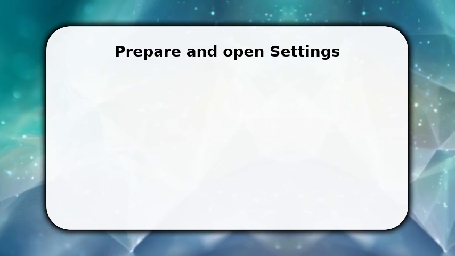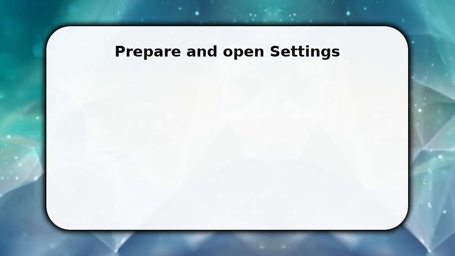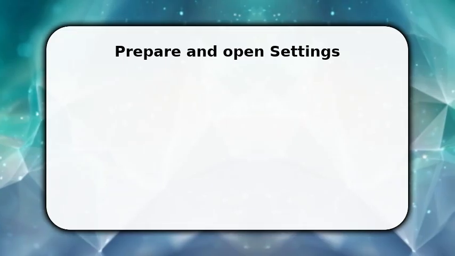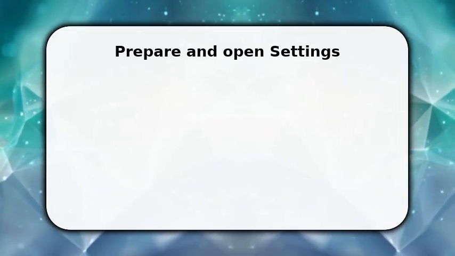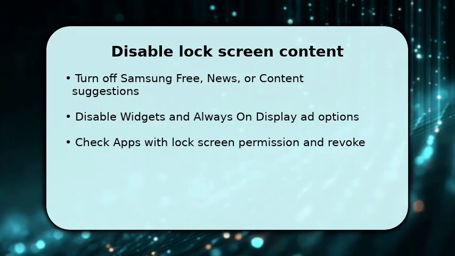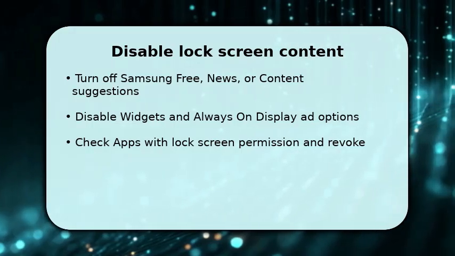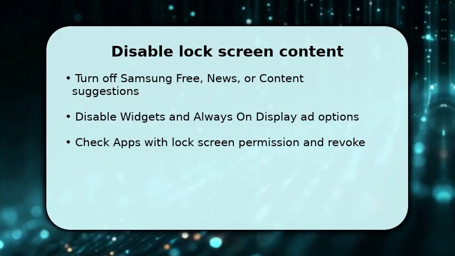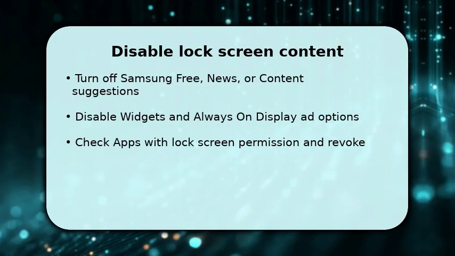You'll now remove the sources of ads. In Lock Screen, tap Wallpaper Services or Content Suggestions and switch off Samsung Free, News, or Content Suggestions. Next, go to Widgets and disable any promotional widgets. Make sure Always on Display settings don't show promotional content.